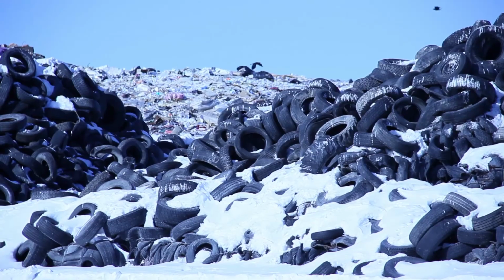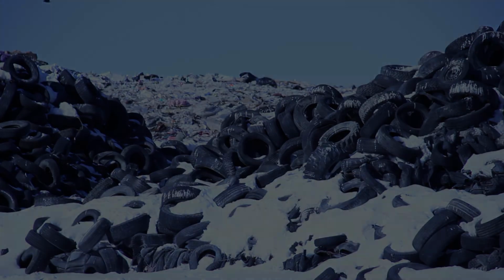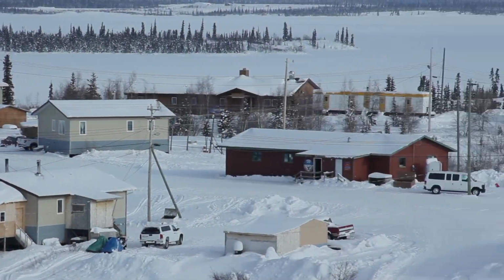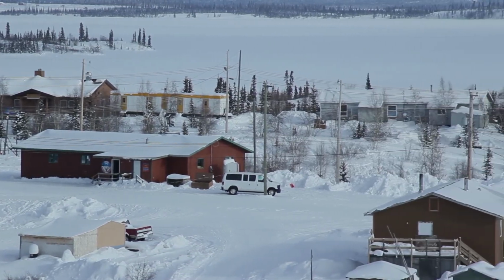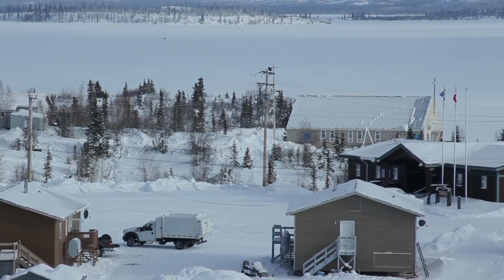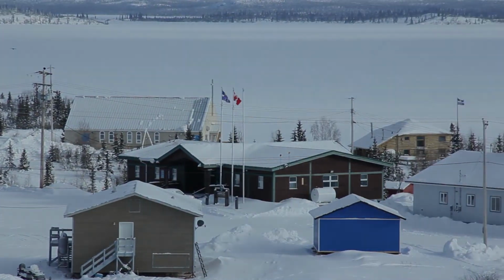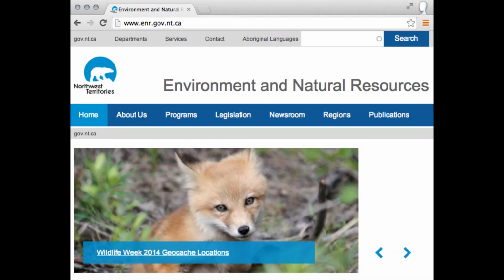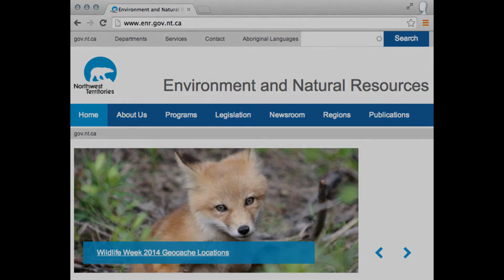But by rising to this challenge and working hard to handle hazardous waste properly, you can make a huge difference to your environment and the health of people in your community. Remember to ask for help if you need it. The GNWT is here to help you with advice and resources. Please contact the hazardous waste specialist at Environment and Natural Resources for more information. Thanks for watching and good luck.